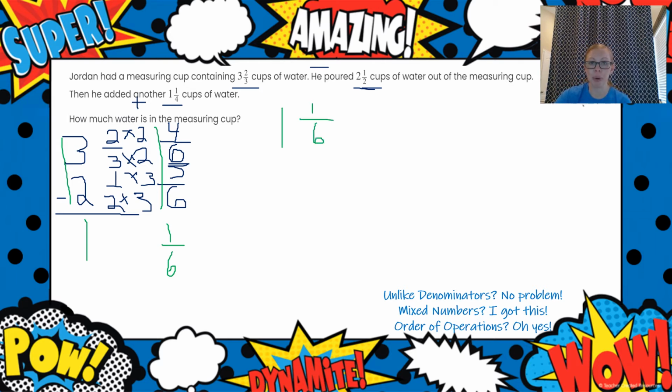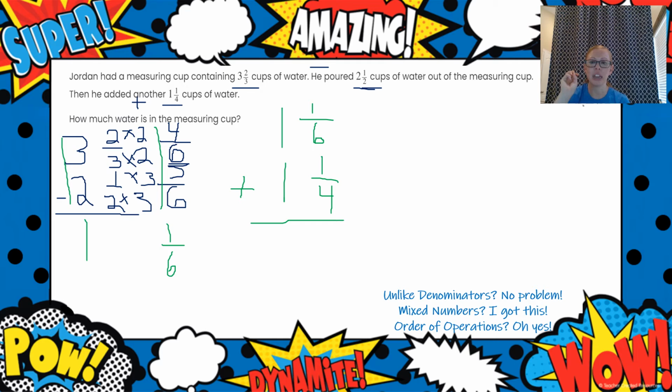Now I look back at my problem. I see that the next thing that Jordan did was to add another 1 1/4 cups of water. So I'm going to set up another problem, adding 1 1/4. All right, again, I do not have common denominators. I'm going to change my color once more here. I know that I need to find new common denominators. Let's skip count by 6s and 4s. I'm going to start with 4.